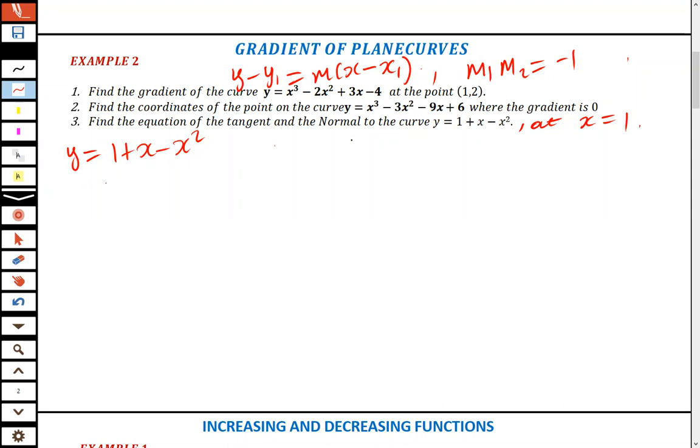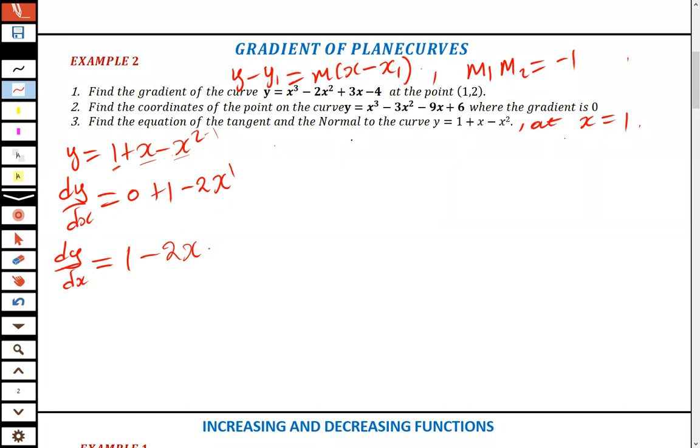So we find the gradient function. How do we find the gradient function? Simply just by finding dy/dx. When you differentiate the constant there, that will give you a 0. Differentiate x there, you get 1. Differentiate negative x squared, you say -1 times 2, you get -2, and then x to the power 2 minus 1, you get x to the power 1. So this is what you're going to have. Hence dy/dx is simply just equal to 1 minus 2x.